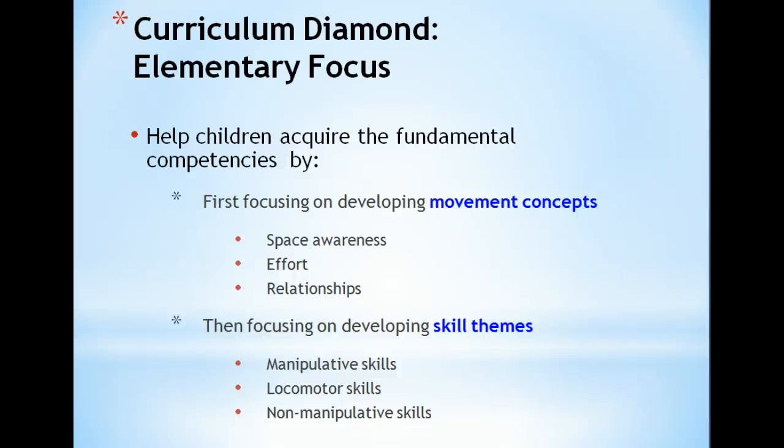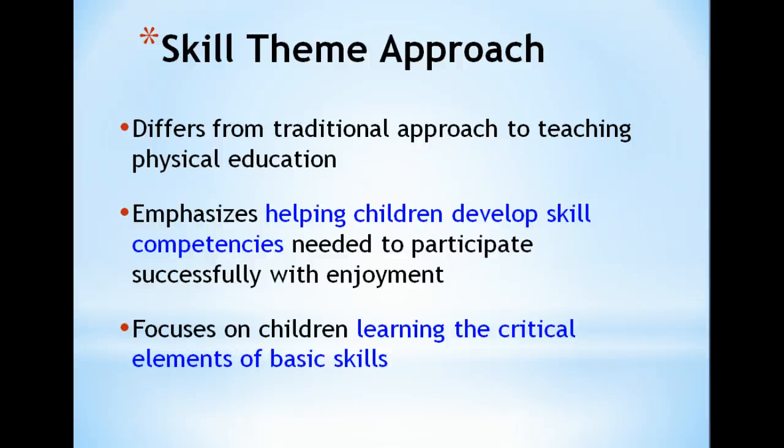Relationships will come later on as we talk about relationships with implements, balls, paddles, scarves, hula hoops, and so on that a student has, as well as relationships with other people in the class and how they might practice in that way. The skill themes are basically in 3 different categories: manipulative skills, locomotor skills or traveling skills, and non-manipulative skills like balance. The skill theme approach emphasizes helping children develop skill competencies in those fundamental movement skills that are needed to participate successfully with enjoyment in a variety of games and activities.